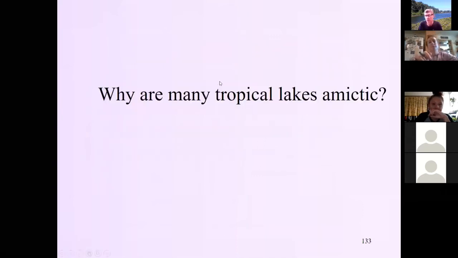Okay, so here's a question of the day. Many of the tropical lakes that we see are amictic. So they are not able to mix, even though they don't have this seasonal nature, right? So why do you think that is that they're amictic, even though temperature doesn't seem to vary that much over a day?